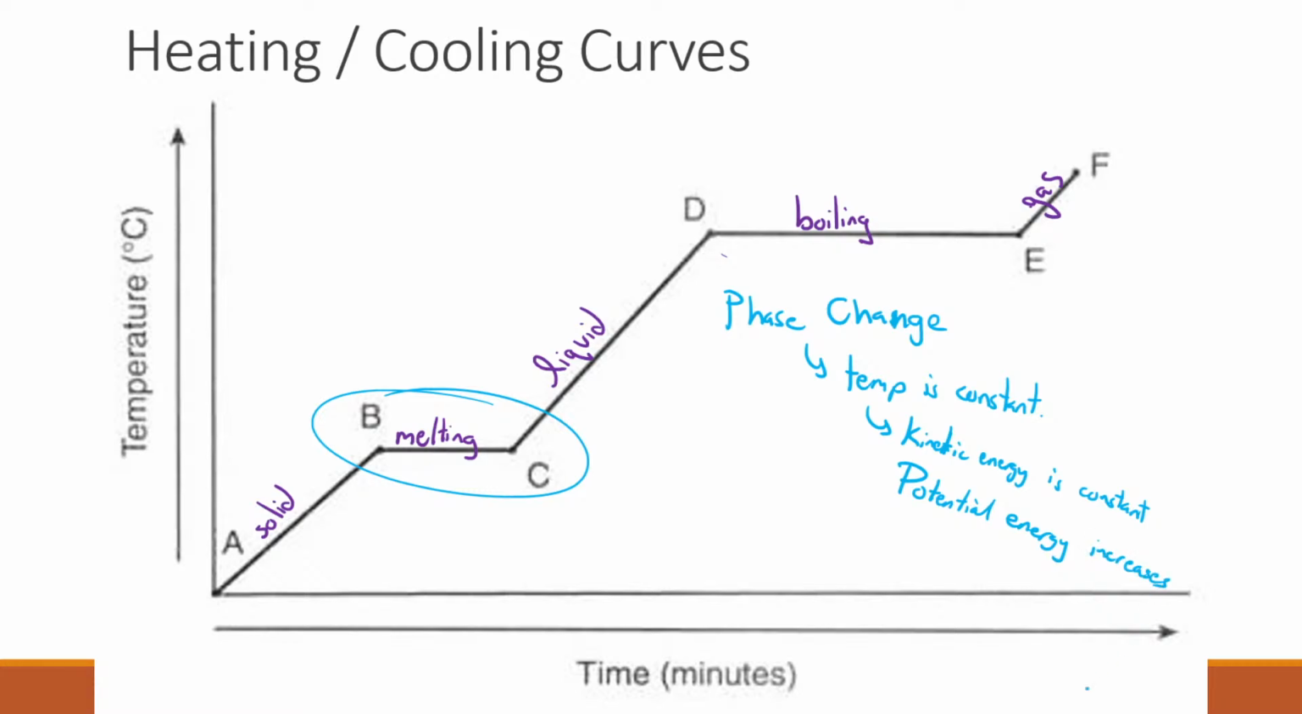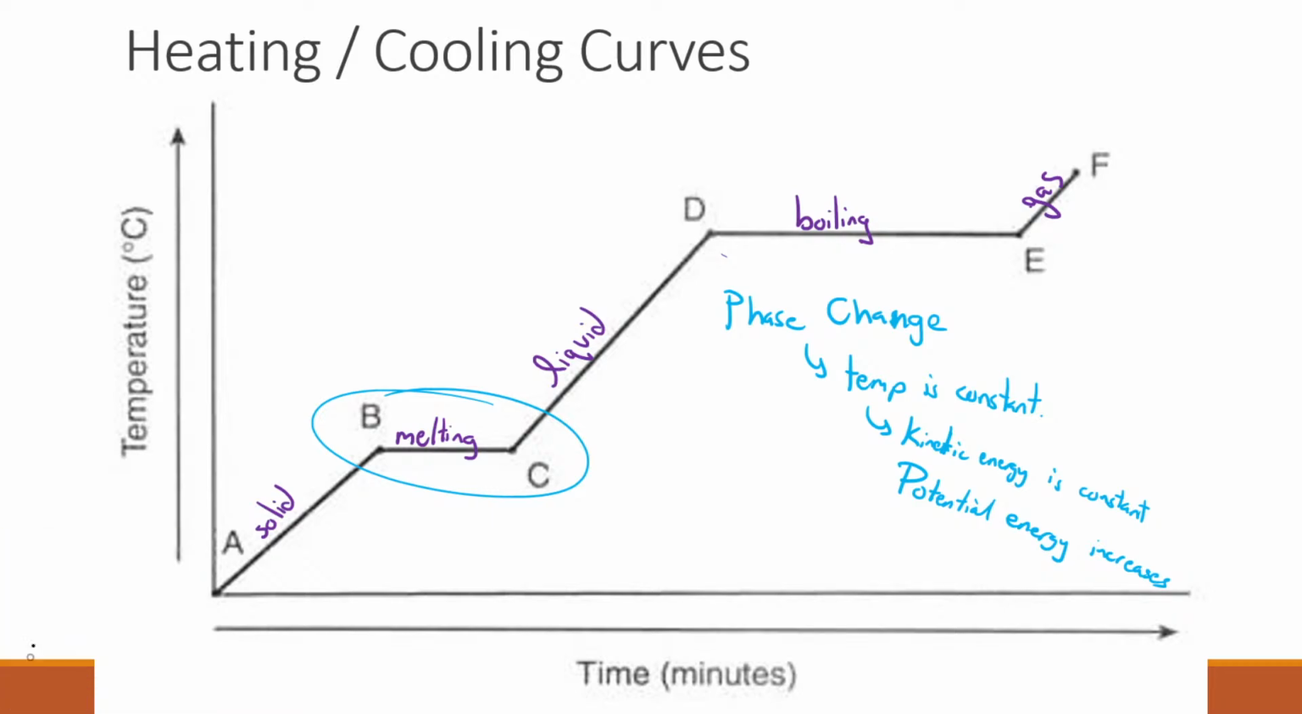So as we go through a phase change, we're not changing the kinetic energy, we're not changing the temperature. Any energy that we are adding is going to be in the form of potential energy. And if that's true of the flat parts, the opposite must be true of our slanted parts.